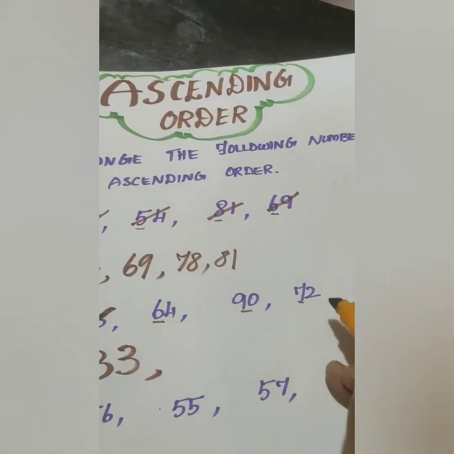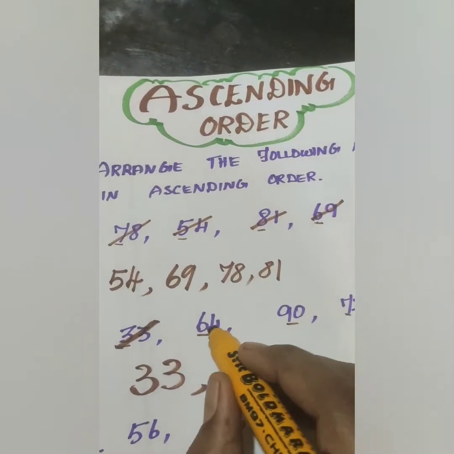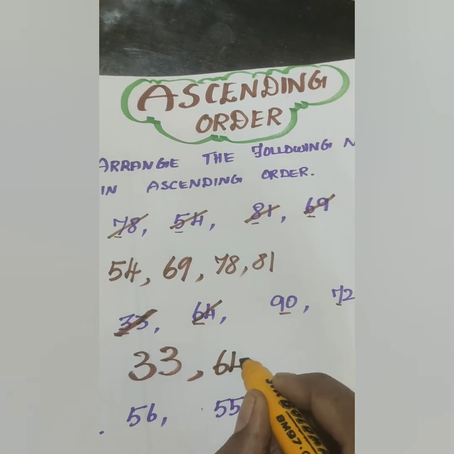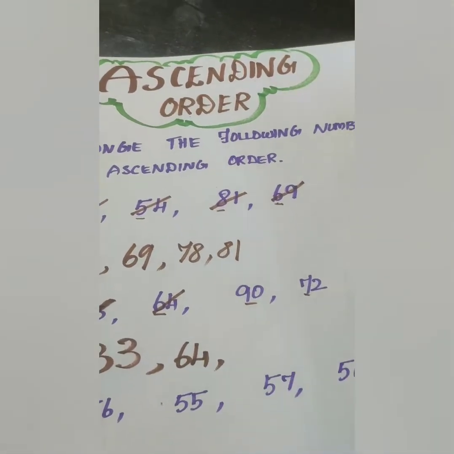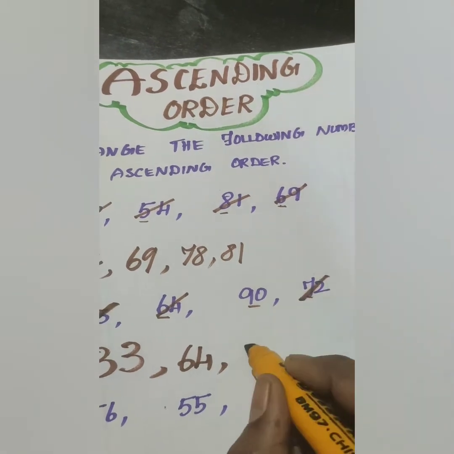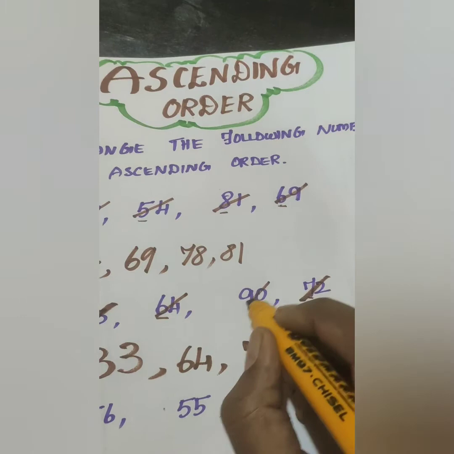Which is smaller? 7 or 6? 6. Very good. So that is 64. And then next, which is smaller? 7 or 9? 7. So the 72 will come here. The remaining 90 will be the last number.